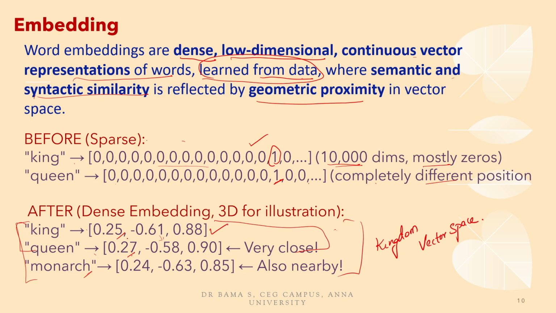And the monarch, if you see, all these 3 are related: 0.25, 0.27 and 0.24. And in the second position, minus 0.61, minus 0.58 and minus 0.63. All the 3 are related, pointing towards one direction. And here also 0.88, 0.90 and 0.85. All the 3 are close to each other. Therefore, we can say that this is going to be in the kingdom vector space or related. And even semantically, we can see the mapping.